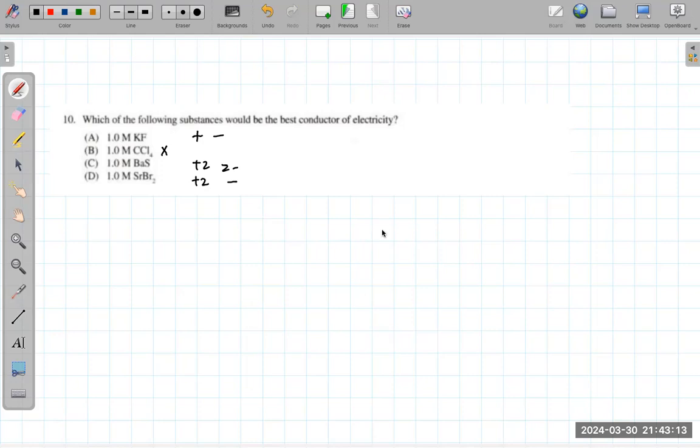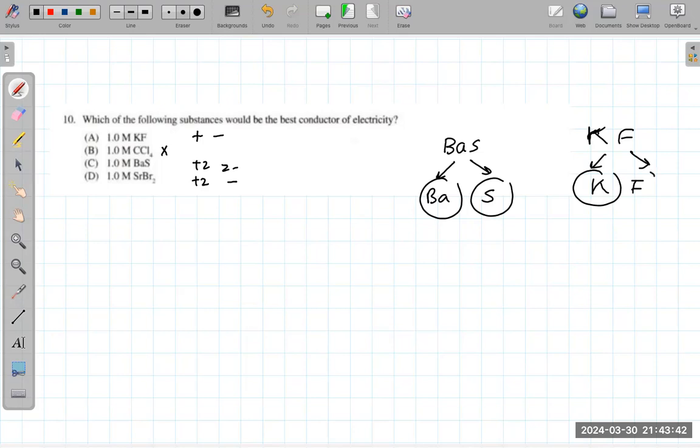Number 11. We did the explanation for this one before, right? I don't need to do it again. Number 11. Remember we said that this one, BaS, gives me 2 ions just for the reference, and this one, KF, gives me also 2 ions, and so this is the number of ions.